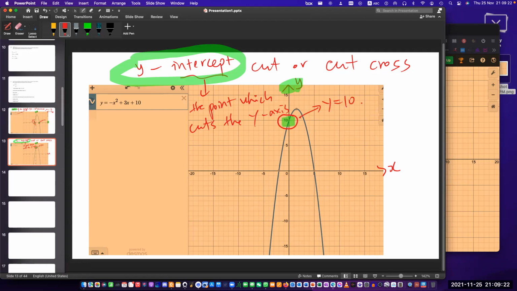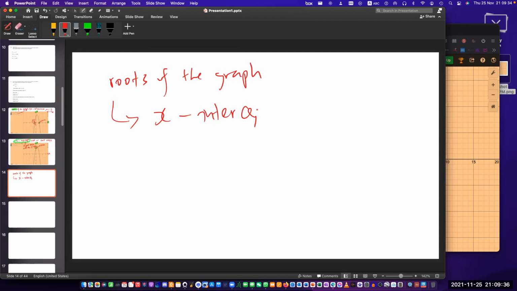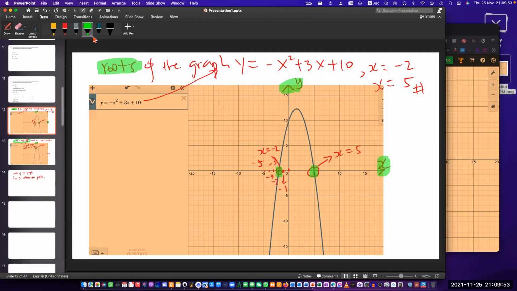Okay, so to summarize, if they ask you for the roots of the graph, they are asking you for the x-intercept in a way. Or in fact, we don't call it the x-intercept, we call it the x-intersection point. Roots of the graph, x-intersection points. These are the two x-intersection points. For this graph, x equals -2, x equals 5, right?